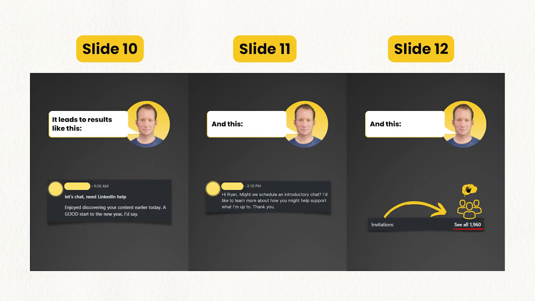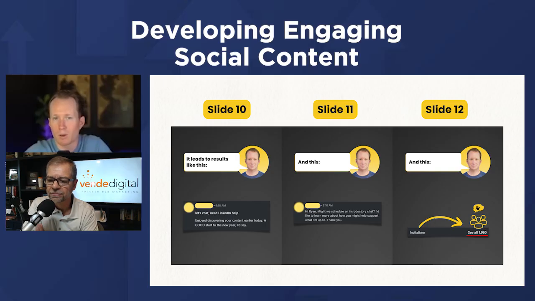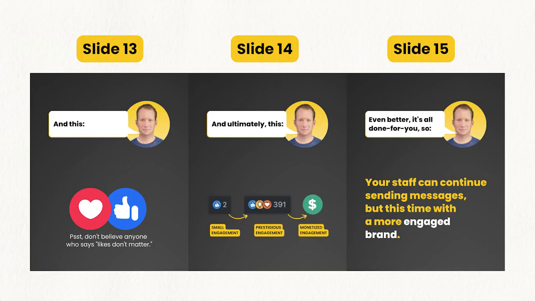This is where you'd add your social proof, right? These are actual leads from my DMs. Let's chat. Need LinkedIn help. And these are just 2 examples, right? I mean, we get lots of leads from this. Hi, Ryan. Might we schedule an introductory chat? I'd like to learn more about how you can help support what I'm up to. And this, right? All these invitations here. I've got about 2,000. When I created this, it's up at 4,000. I'll never get through it. You get people to come to you. That's my point. Okay. And this, you get a lot of engagement on your posts.